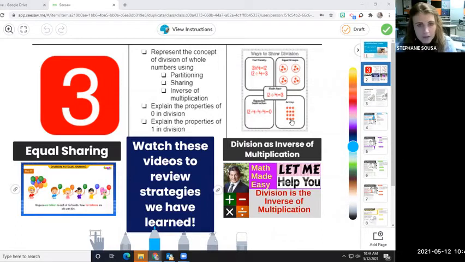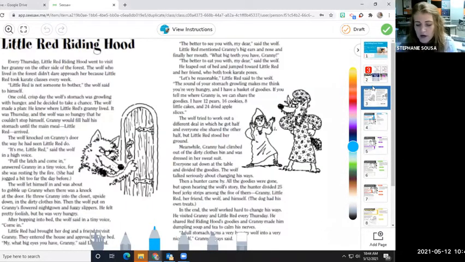Okay, let's take a look at slide 3 and get our story for some context. Here is what we will be working with on division today.